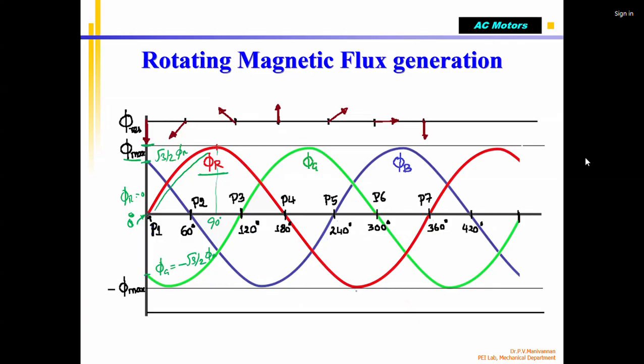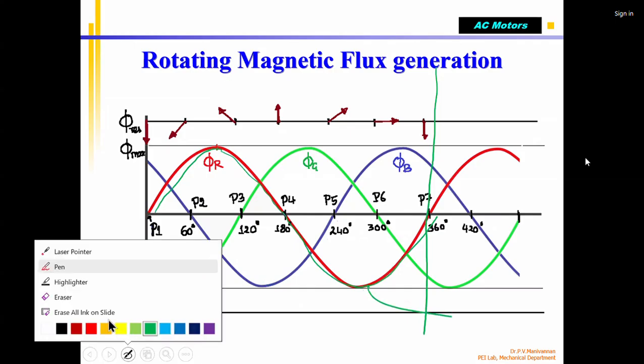You can see R, G, B here. Blue is maximum, positive phi max, and this is negative phi max. And this is positive phi max for the red phase, and this is negative phi max. For the green phase, this is positive phi max, and here negative phi max. So all three phases can start from 0, increase, go to maximum, come again to 0, go to negative, and again. This is one cycle of the red phase.